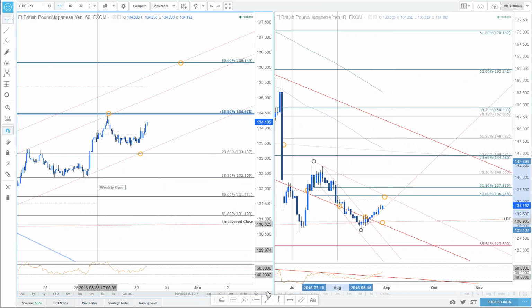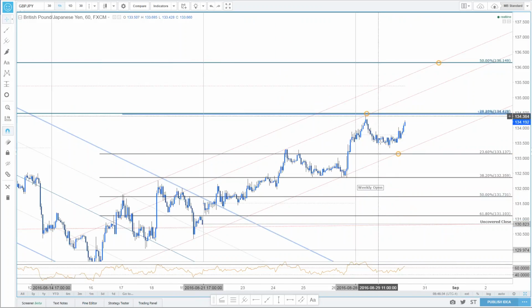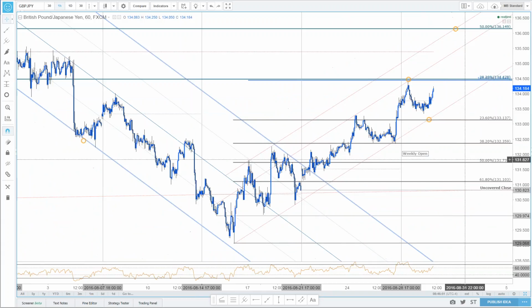Okay, now this is the range in focus. If we break here, I wouldn't go chasing. I'd be looking for a pullback to get long against 134.50. If we break the bullish invalidation level, which yesterday we set to 133.14, I'd actually be looking to play the downside. Such a scenario could really see a correction much deeper towards 131.70.